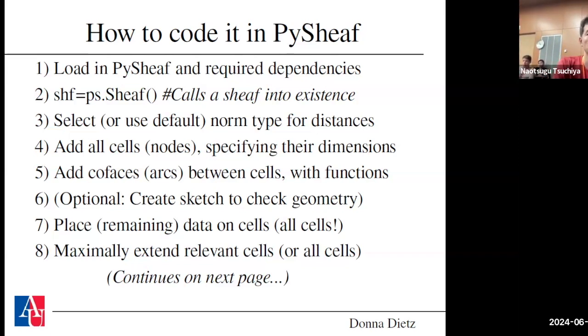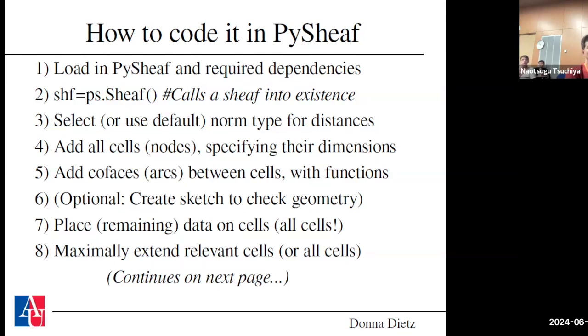Okay, so I'm going to just read from here, and you can look on your screen and verify that this is happening in the code. First, we load in pySheaf, and there are required dependencies. Then we call one or more sheaves into existence, and most of the time we're just going to call it SHF so that we don't forget which one it is, but you could call it anything you like.